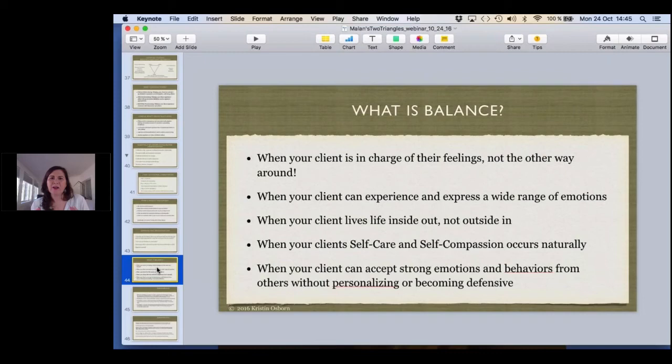They can express a wide range of emotion. They live inside and not outside. They experience self-care and self-compassion. And so that's what we're all going for.